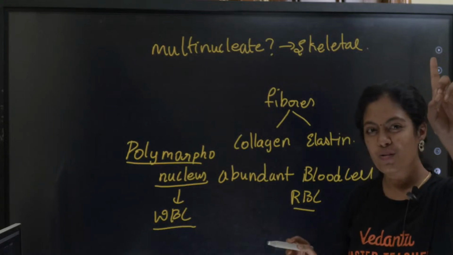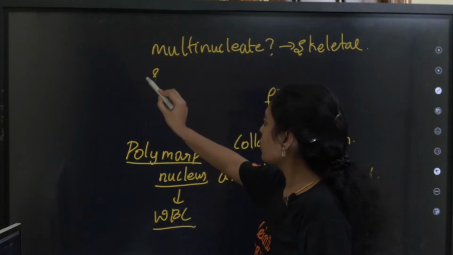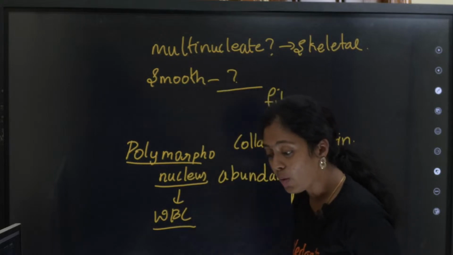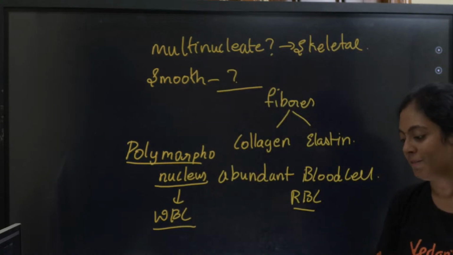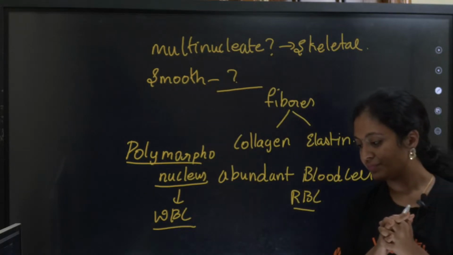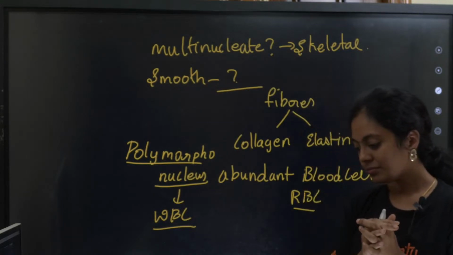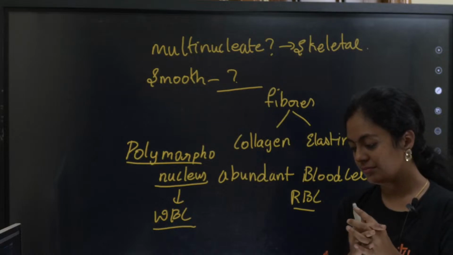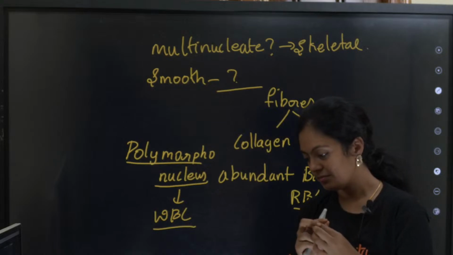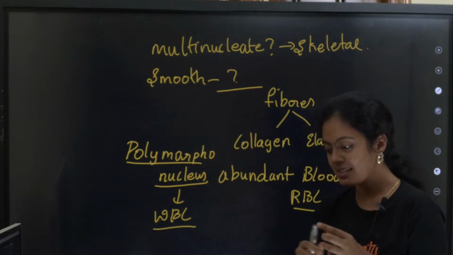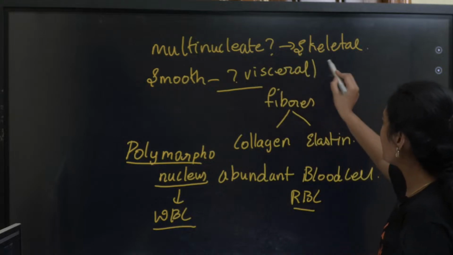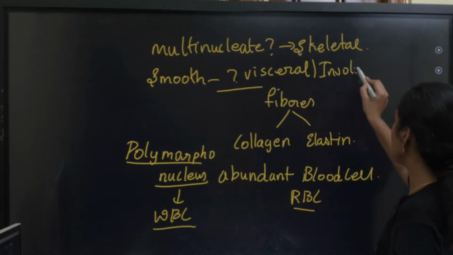Okay. Last question. You have your smooth muscles. Smooth muscle has another name. Does anyone know what is the other name of smooth muscle? Yes, very good. It's called visceral muscle. Otherwise, I call it involuntary muscle.